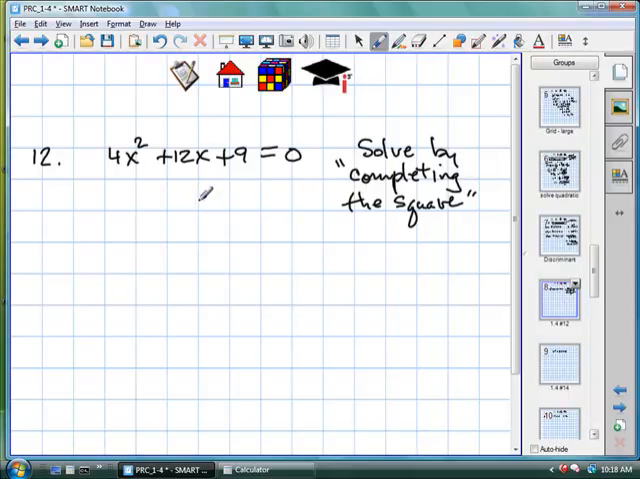All right. So, is this a perfect square trinomial already? Well, look at the first term. Is that a perfect square? Yep. How about the last term? Is that? Yep. Let's take the square root of the first term, 2x, square root of the last term, 3. Now multiply 2x times 3, 6x. Double it. This is already a perfect square trinomial. Cool. This is going to be a lot easier.